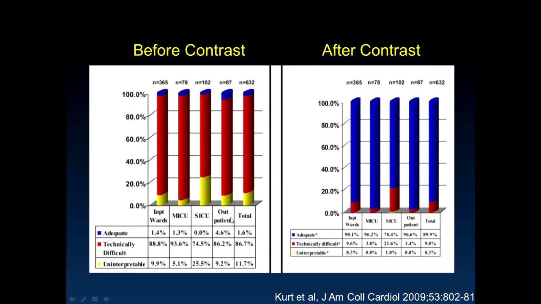As you can see in this panel on the left, nearly 87% of the patients had technically difficult studies at the beginning of the study, and 12% were actually considered uninterpretable. After contrast administration, over 90% of the studies were considered technically adequate for evaluation.